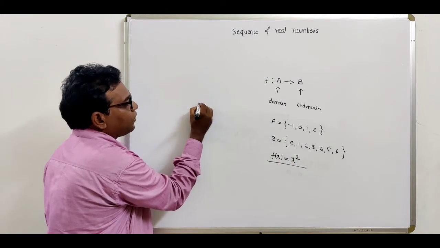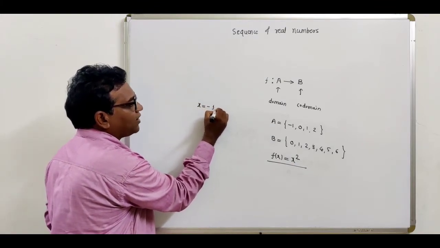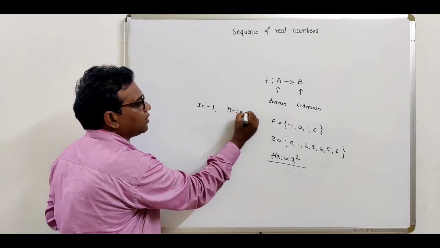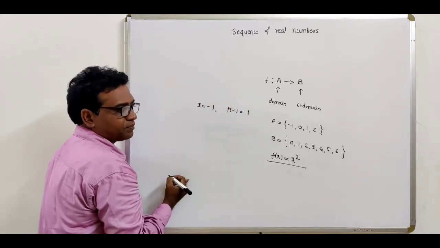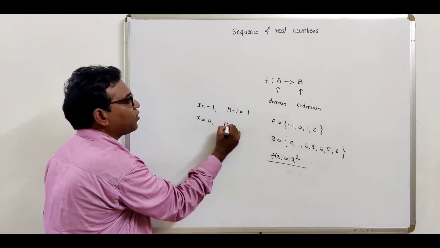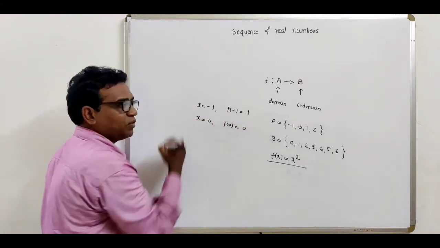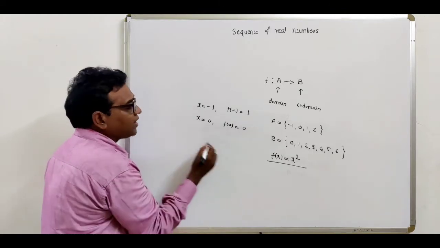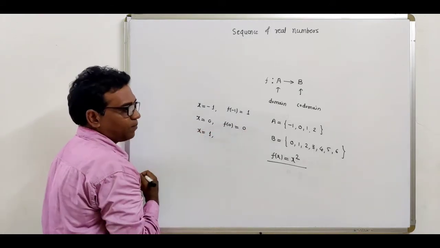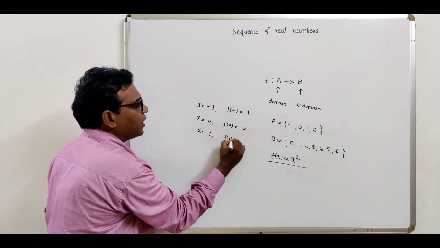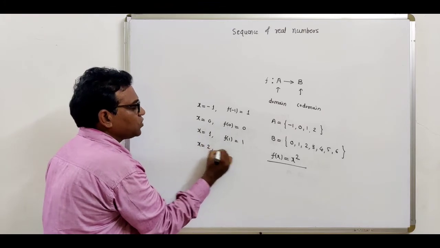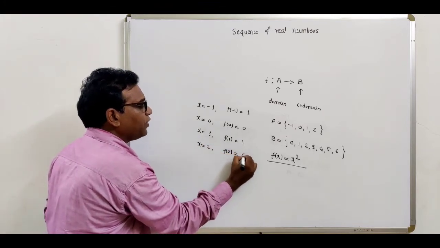Now if we put x equal to -1, what is the value of f(-1)? -1 square is 1. Put x equal to the next element which is 0, then f(0) will be 0. Put x equal to the next element which is 1, so f(1) will be 1. Put x equal to 2, so f(2) will be 4.